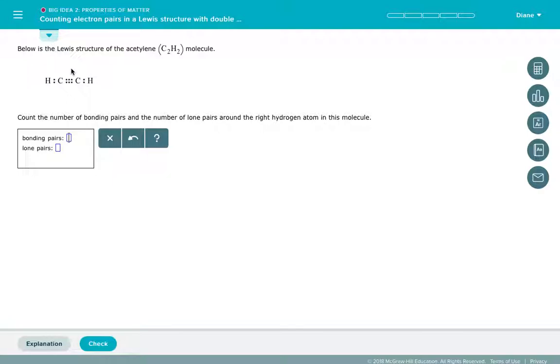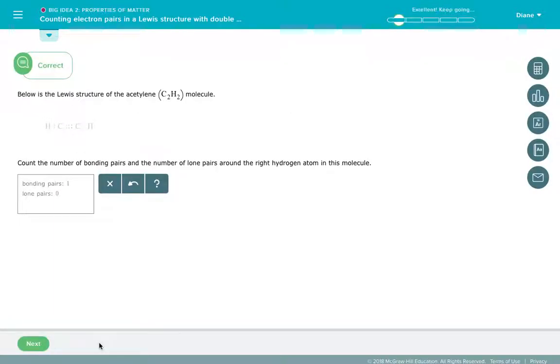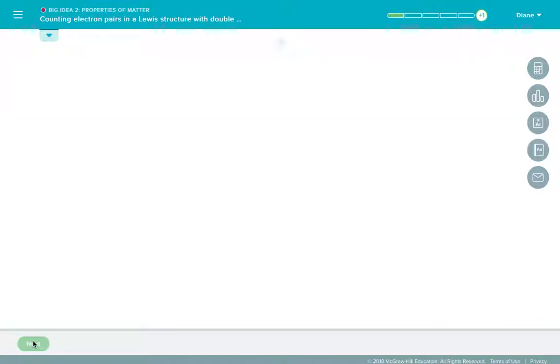So here we go. This is the Lewis structure for the C2H2 molecule. The number of bonding pairs and the number of lone pairs around the right hydrogen atom. I go to the right hydrogen atom. It only has 1 pair of electrons right here that it is sharing with carbon. It doesn't have any lone pairs, so there's not a pair of electrons here, here, or here. And we check our answer, and it's good. Let's look at another one.